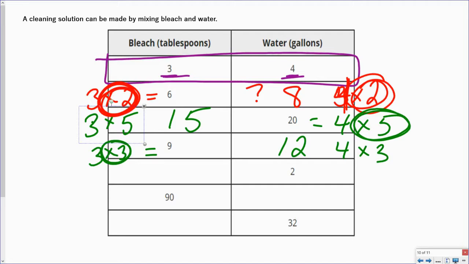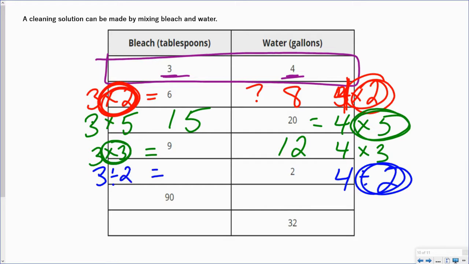Get to my next one, which is a 2, and I would take 4, but it's smaller than 4, so that means I have to divide this time. So I'm going to divide by 2. So if I divide by 2 on this side, that means I have to take 3 and divide it by 2 on this side, which gives me 1 and 1 half, or 1.5 as a decimal.